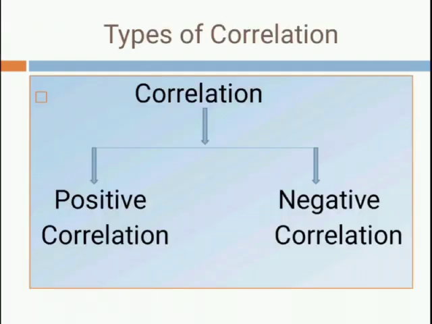As we study the types of correlation, there are two types: positive correlation and negative correlation. Positive correlation means both variables are moving in the same direction. If one variable is positive and the other is negative, which means an inverse relation between the two variables, it is called a negative correlation.